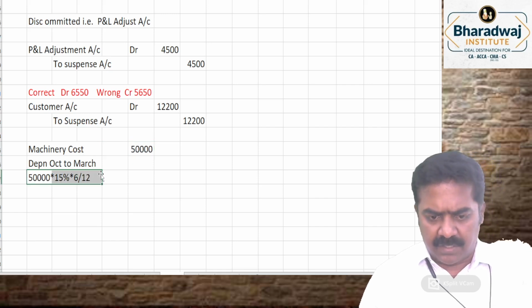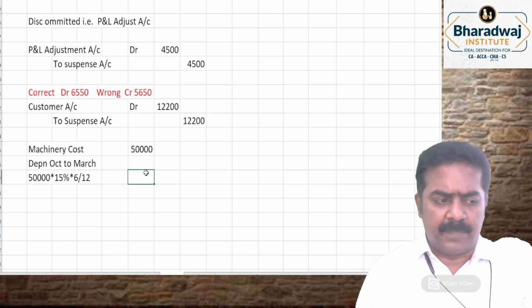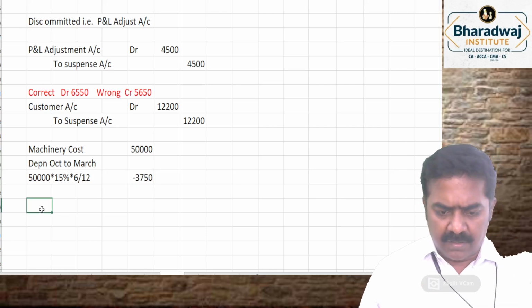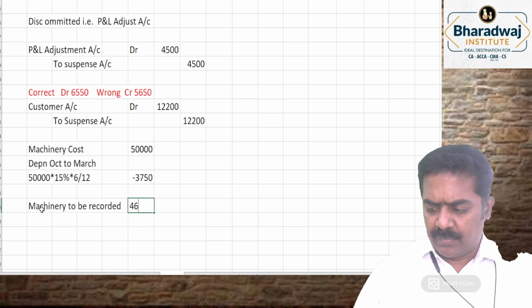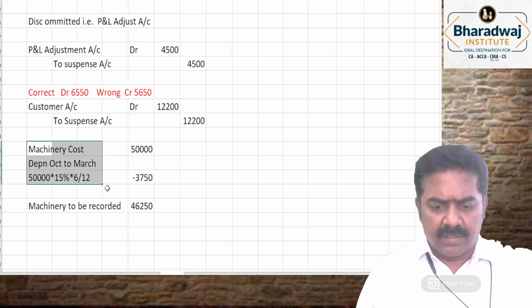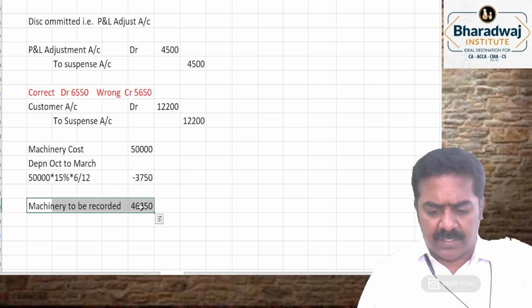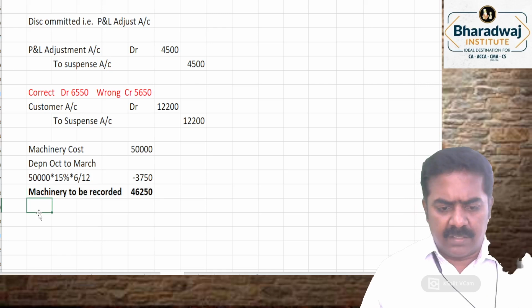Adjust depreciation. What is the value of the machine today? What is the depreciation? 3,750. What is the machinery to be recorded? 46,250. This was wrongly recorded in purchases. Now we have to record 46,250. Okay, record it. What is the entry we will pass?